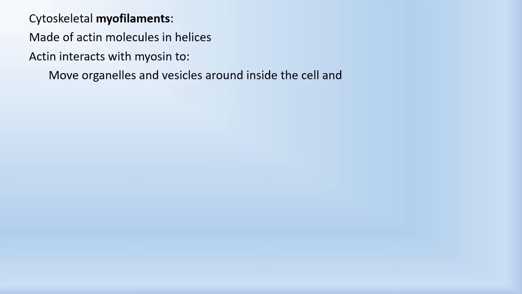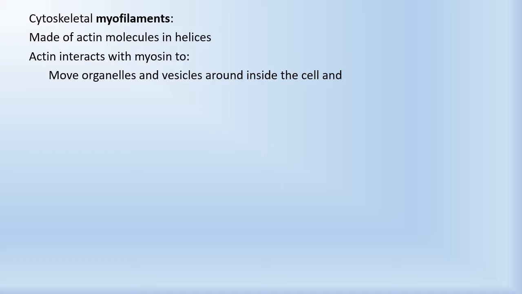The myofilaments then. Cytoskeletal myofilaments are made of actin arranged in helices. So an actin filament is a helix. It's a protein. The actin proteins form a chain, like a string of beads, and two strings are twisted together to form the helix. Actin interacts with myosin. Myosin is a different protein. They are both contractile filaments found in large quantities in muscle cells.